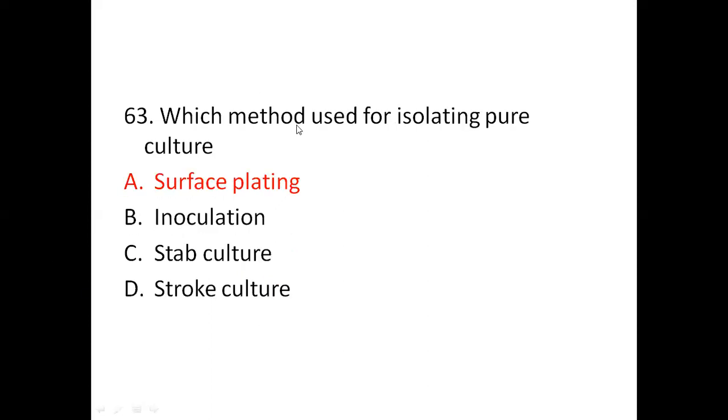Next, which method is used for isolating pure culture? So what is pure culture? A culture which consists of a single type of microorganism is called a pure culture. So here the options: option A, surface plating, option B, inoculation, option C, stab culture, option D, streak culture. So the right answer is surface plating.